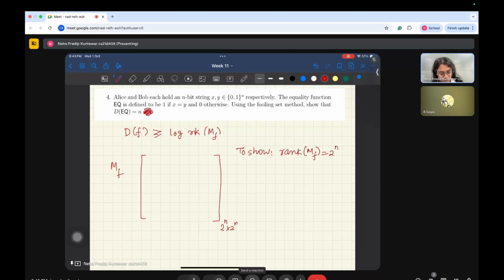To find this rank, let's first write down what M f looks like. Okay. So let's say the first row is this, all zeros and then all the way up to all ones. These two are equal, so the answer should be 1. Everything else, all these are different from this string, so the answer should be 0 for all of them.